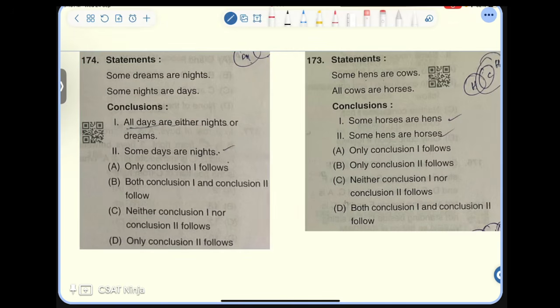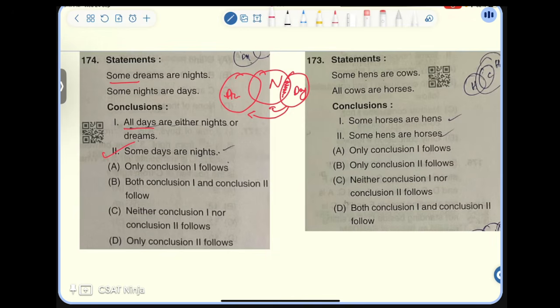The statement here is some streams are nice. That means there is some space shared between the two. Some nights are day. That means this is stream. Some nights are day. There is some space shared between night and day. So what's the conclusion here? All days are either night or dream. That means we're gonna follow that. Some days are night. We can say that because there's some area here.